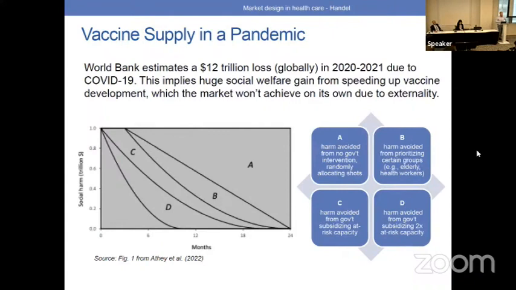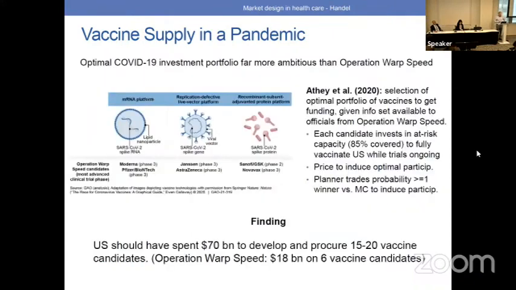Rachel also talked earlier about vaccine supply in a pandemic. Here, I won't belabor the point too much. I think the really interesting aspect of this, which was mentioned earlier, is that some of the market design issues for vaccine supply in a pandemic are quite different from vaccine supply, for example, for the pneumococcal vaccine deployment.